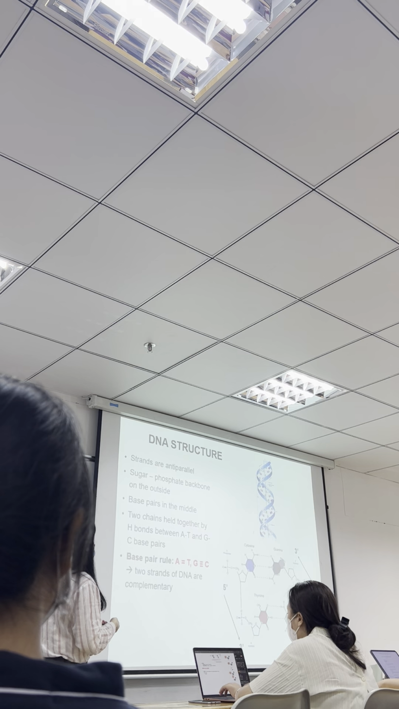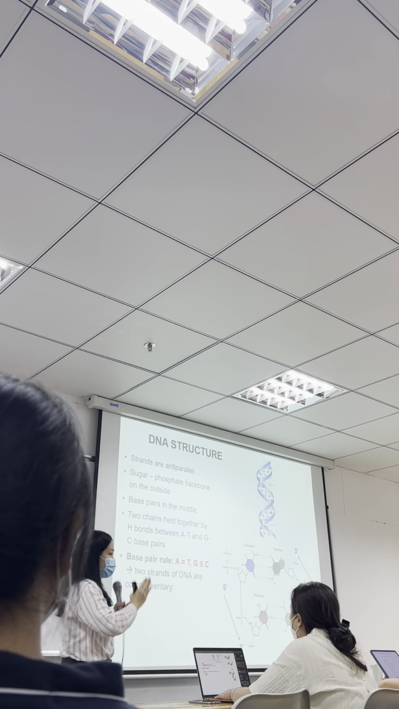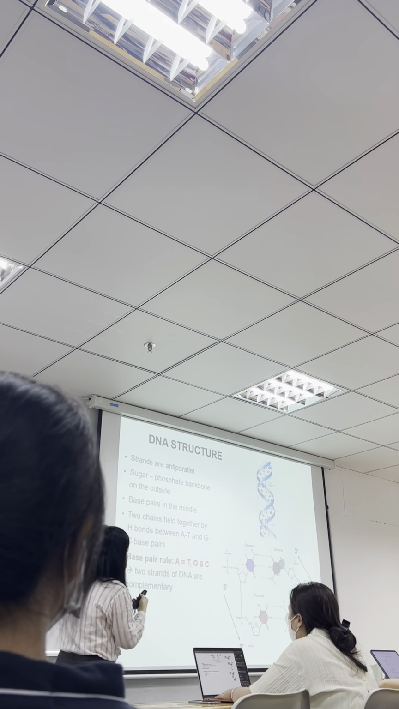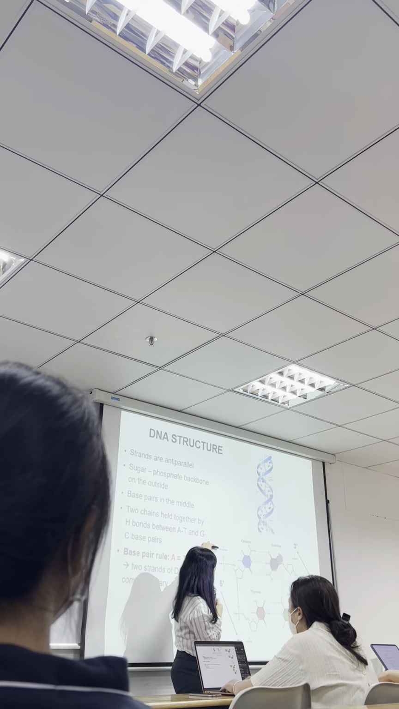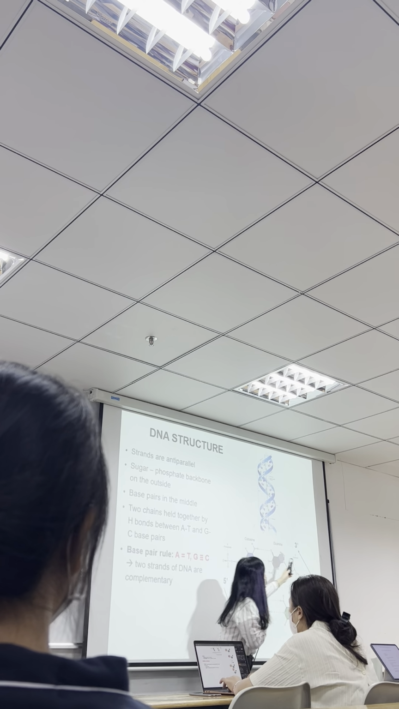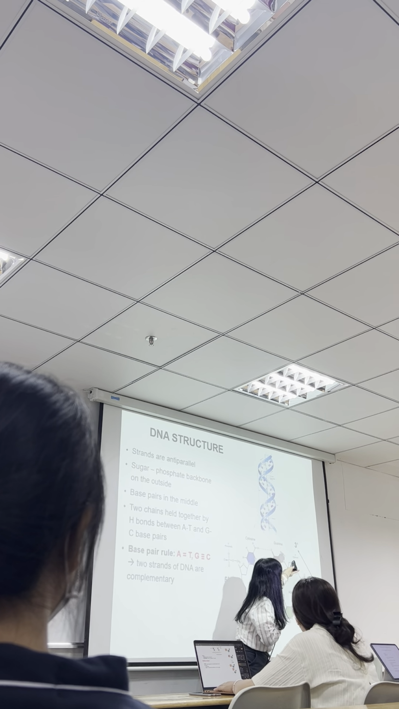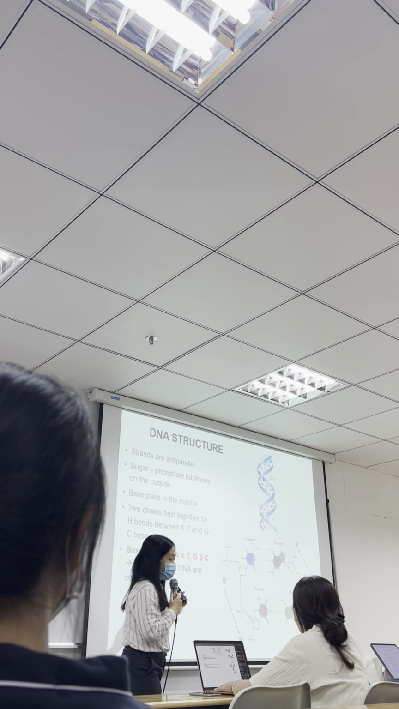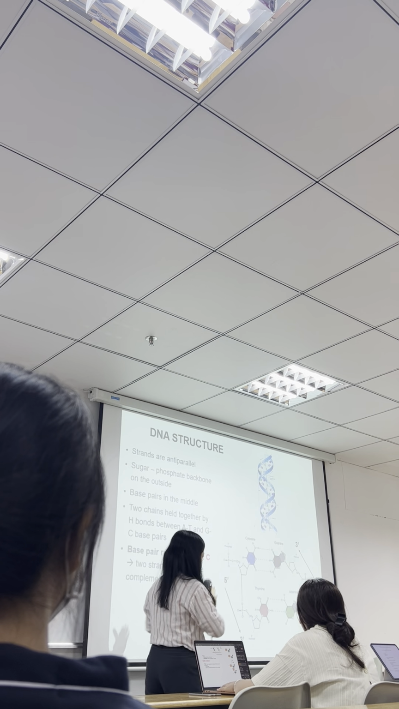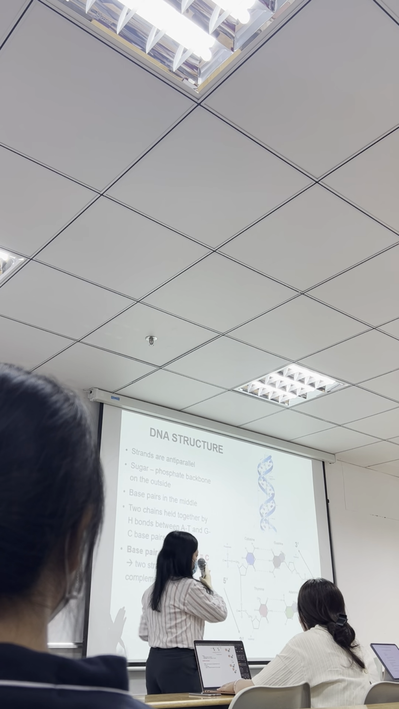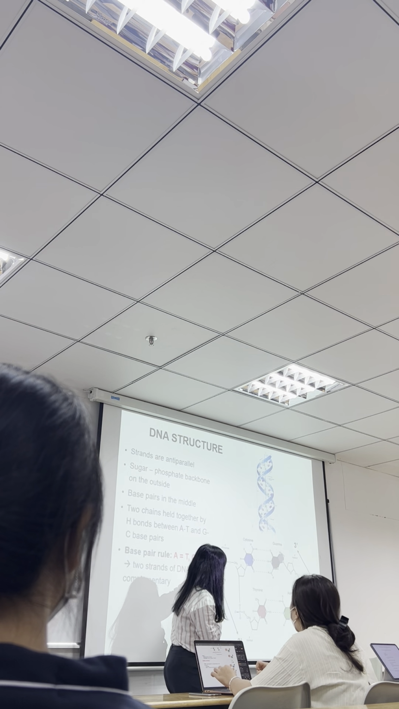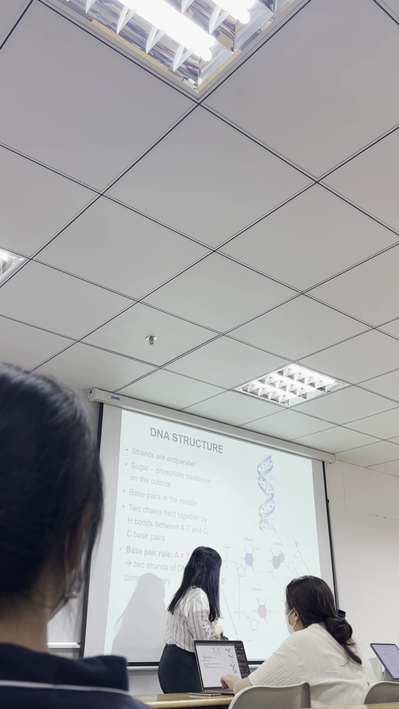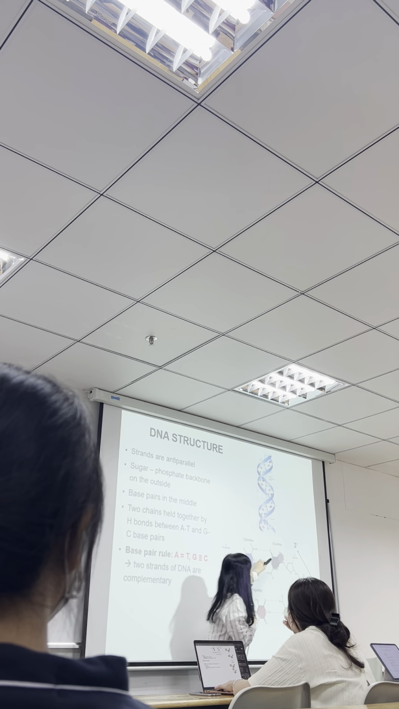One more thing is that the two strands are in opposite direction. For example, in this strand, the upper end is the 5-prime phosphate end. But in this strand, the upper end is the 3-prime hydroxyl end. So the directions of the two strands are anti-parallel. This means opposite. So this strand goes from 5-prime to 3-prime, but this strand is opposite.